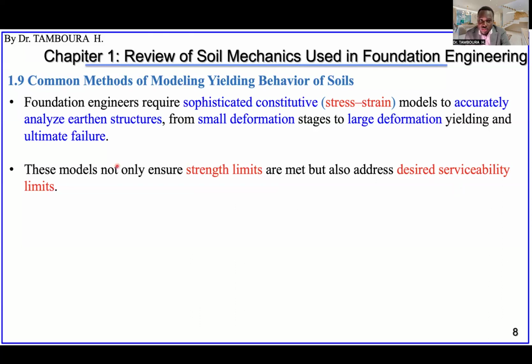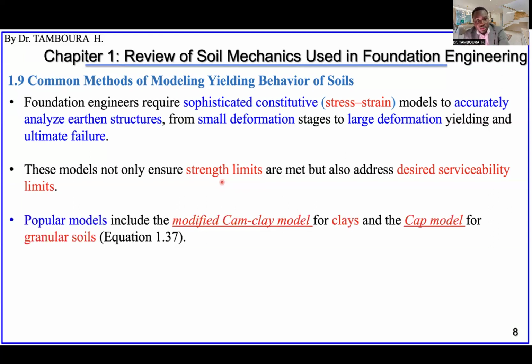So we need this kind of model, okay? A model that can allow us to know the ultimate capacity, the strength limit, which you should never go above, and the service limit. So popular models include the modified Cam clay model.